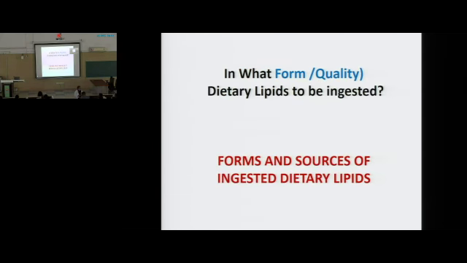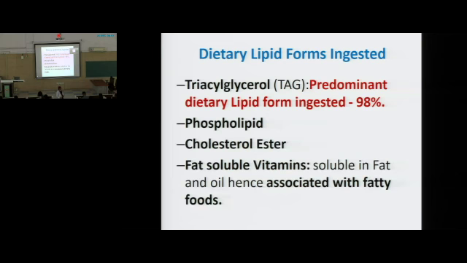Now the quality. So already you know what quality. We are eating triacylglycerol, and it is eaten predominantly, about 98%. We should have association of PUFA. This is very important. You have to select those TAGs which are linked with PUFA. The other lipids which are ingested are phospholipid, cholesterol ester, and fat soluble vitamins.